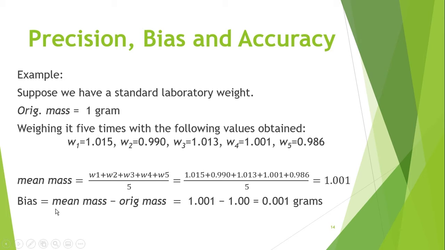Now, bias is just the difference between the original and the mean values. Original value minus mean value, or mean value minus original value. So, since ang original natin is 1.0, so 1.001, which is the mean, minus the original 1.0, will get 0.001 grams. Okay.